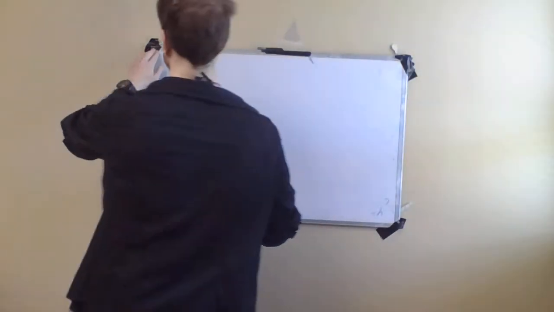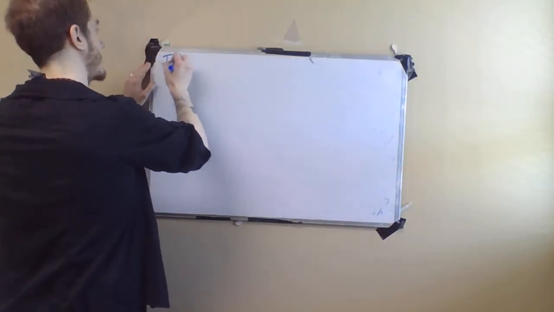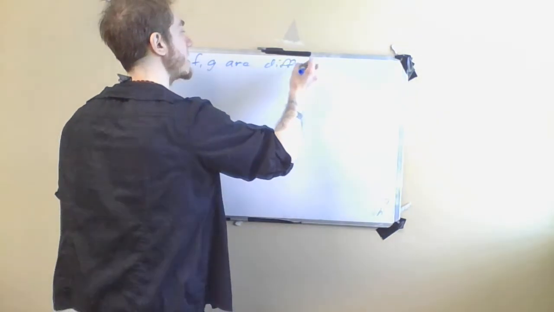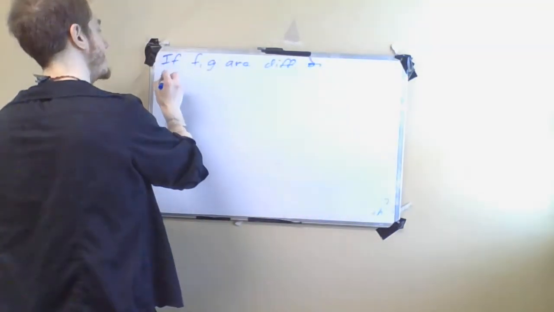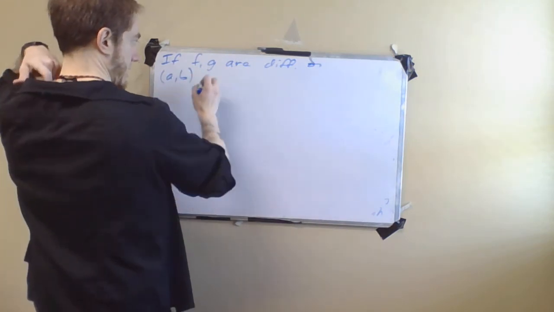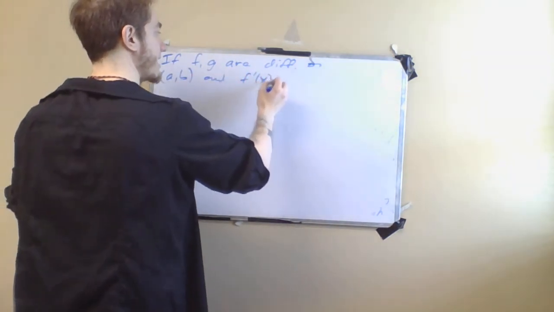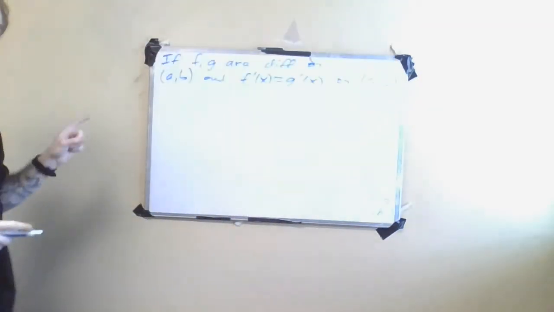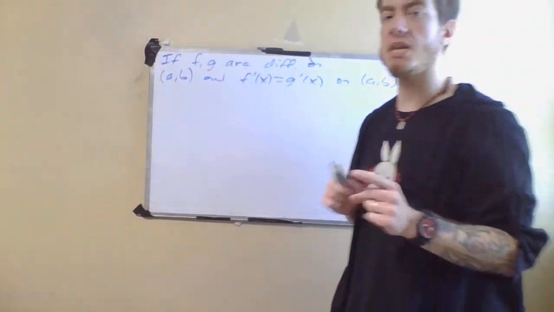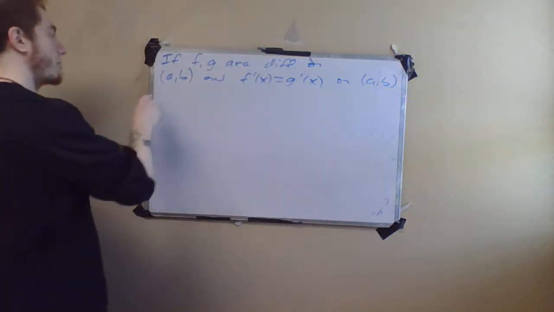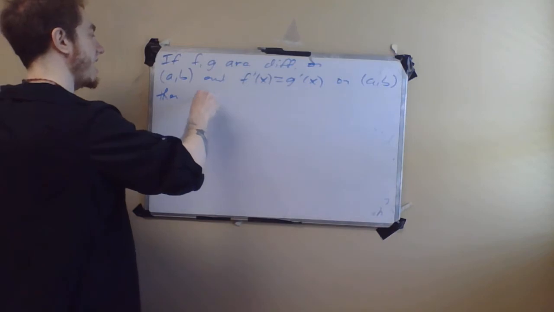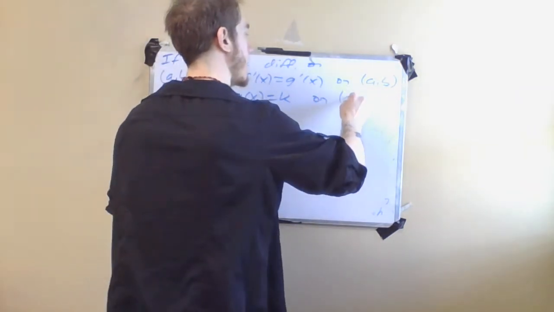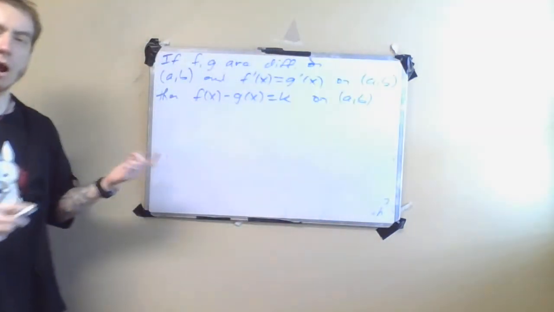So remember that if f and g are differentiable on some connected interval a to b, and f prime of x equals g prime of x on this interval from a to b, one of the things that we proved, and we proved this by using the mean value theorem, is that f of x minus g of x is equal to some constant on the open interval a to b, or on this connected interval.